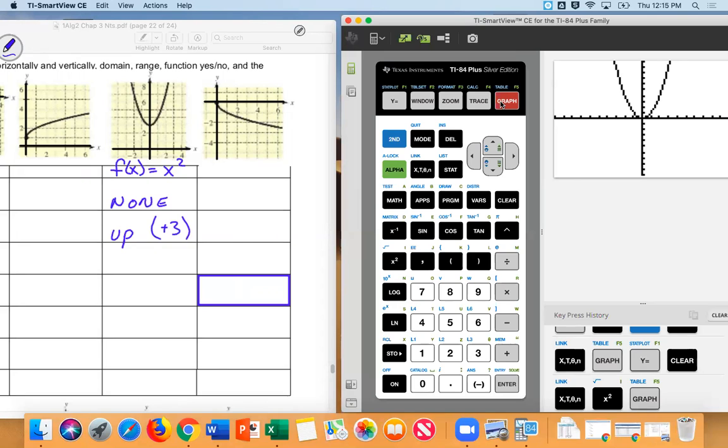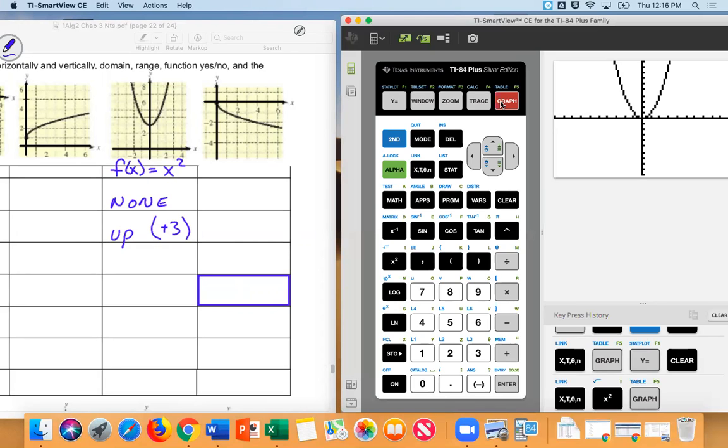Right? Make sense to you? Yes, we shifted the whole graph up 3. So basically took this graph and just went whoop, up 3. I thought it would be going up just 1. Nope, went up 3. 1, 2, 3.